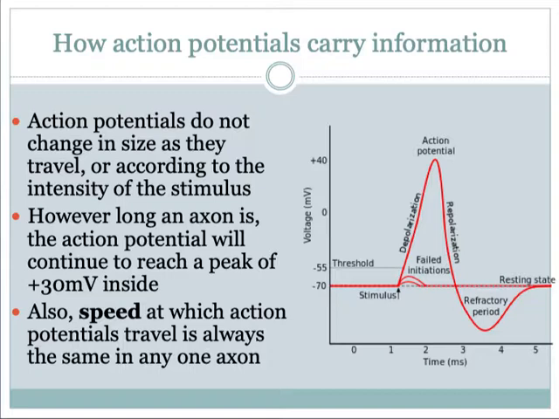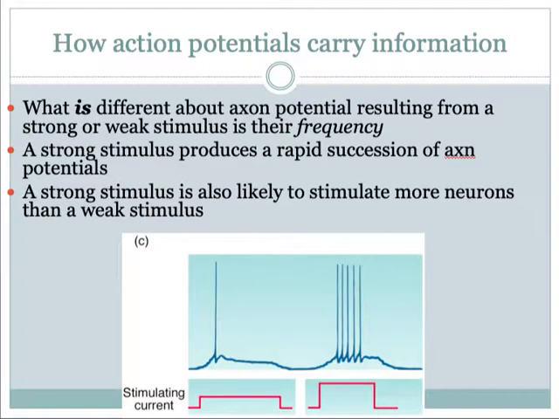The speed at which action potentials travel does not vary according to the size of the stimulus. In any one axon, the speed of action potential transmission is always the same. So what is different about those action potentials resulting from strong and weak stimuli is their frequency. A strong stimulus produces a rapid succession of action potentials, each one following along the axon just behind its predecessor. A weak stimulus results in fewer action potentials per second.